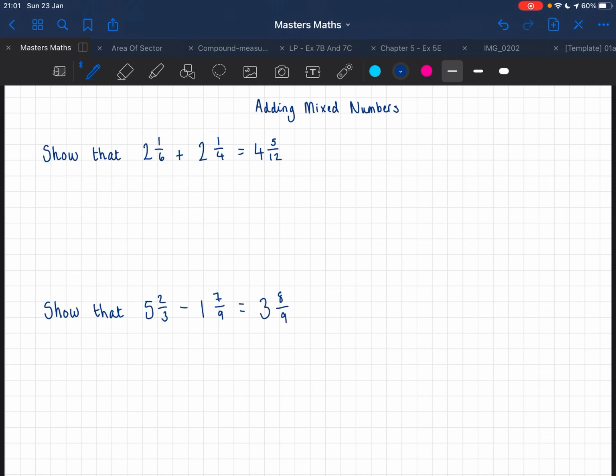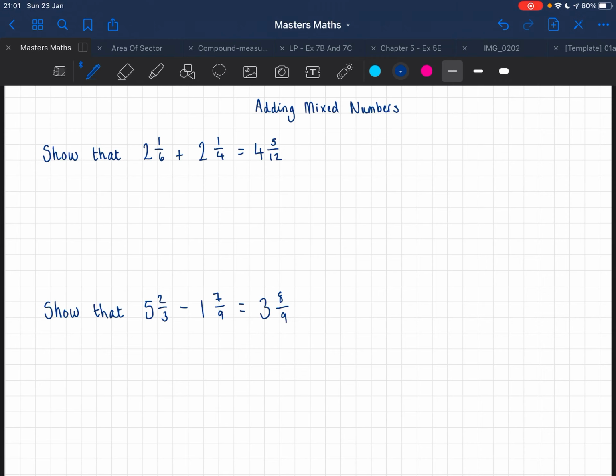And they tend to do this with mixed numbers more often than just your standard fractions. They'll tend to put a mixed number in there to make it a little bit more challenging, and it'll be kind of in the second half of a foundation paper because it is one of the most difficult things that you could be asked to do. So let's go through how we show all of the steps.